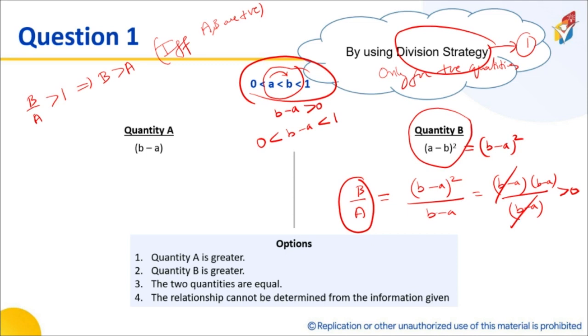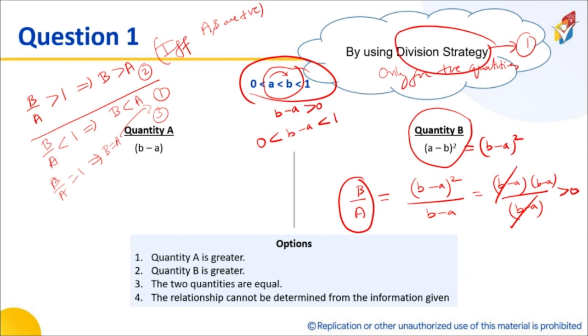If B by A is greater than 1, it means B is greater than A. You will happily mark option 2. Similarly, if B by A is less than 1, it means B is less than A. You will mark option 1. If B by A is equal to 1, that's also good news for me. We'll say B is equal to A and we'll go ahead and mark option 3. If it is sometimes more than 1 and sometimes less than 1, that's also good enough for us, because that will mean that the answer cannot be determined. We'll go ahead and mark that and get the answers.